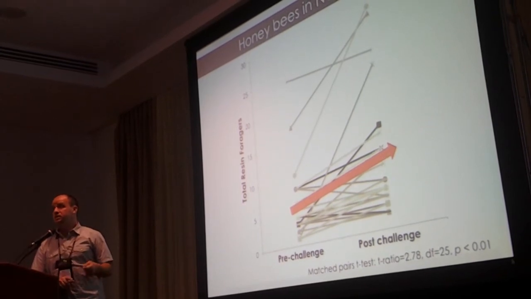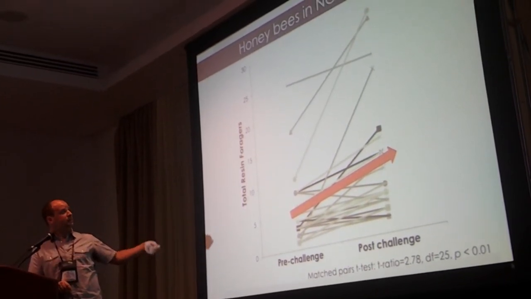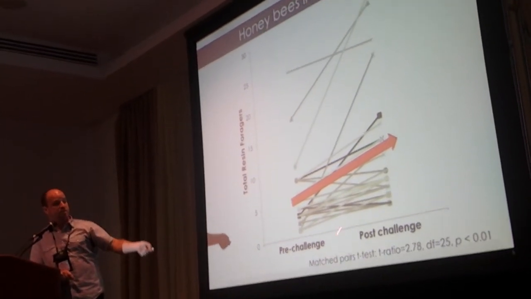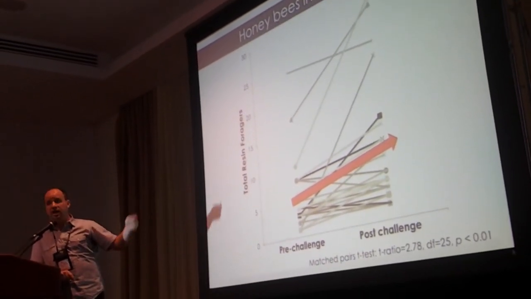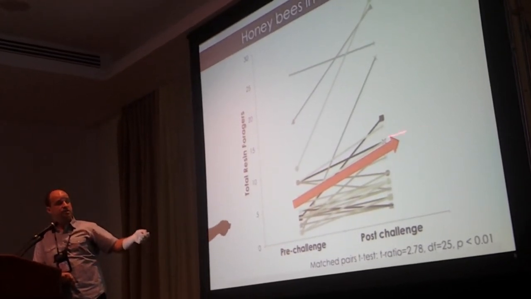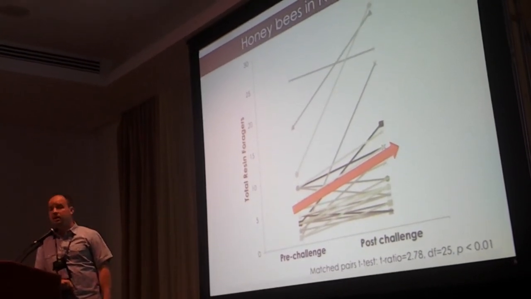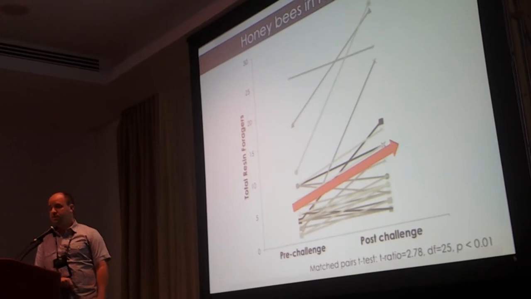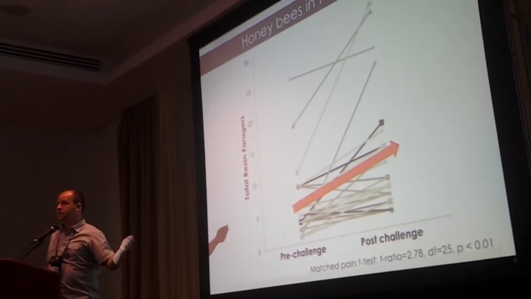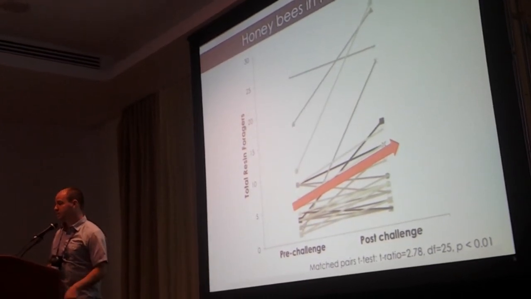The previous work was all done in Minnesota. Here's the total number of resin foragers in the pre-challenge and then the post-challenge period. Each line indicates a different colony, and the arrow in the middle is the average. You can see there's a lot of variation in this behavior across colonies, but overall there was an increase in resin collection. This started just 5 days after the pathogen was introduced, so it's a pretty quick and immediate response.